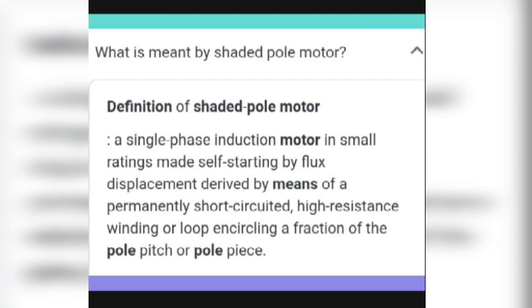What is meant by a shaded pole motor? A single-phase induction motor with a small ring, made up of a self-starting flux displacement, driven by means of a permanently short-circuited high-resistance winding or loop encircling a fraction of the pole pitch or pole piece.